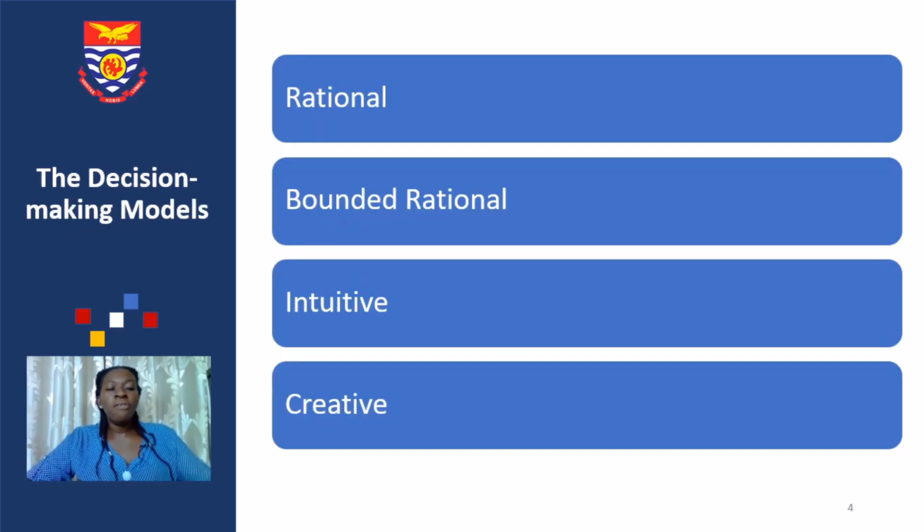Now there are different decision making models. There are 4 very popular decision models, which are the rational, the bounded rational, the intuitive, and the creative decision making models. We'll be looking at these individually in the subsequent sessions as well.